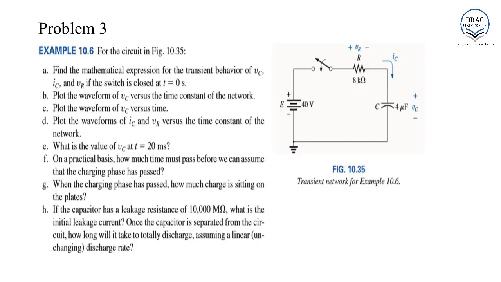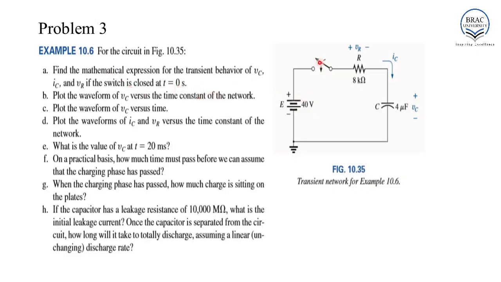In this example, we have to consider this network given over here and answer all the following questions. The first question is, we need to determine the mathematical expression for the transient behavior of VC, IC and VR if the switch is closed at t equals 0 seconds.